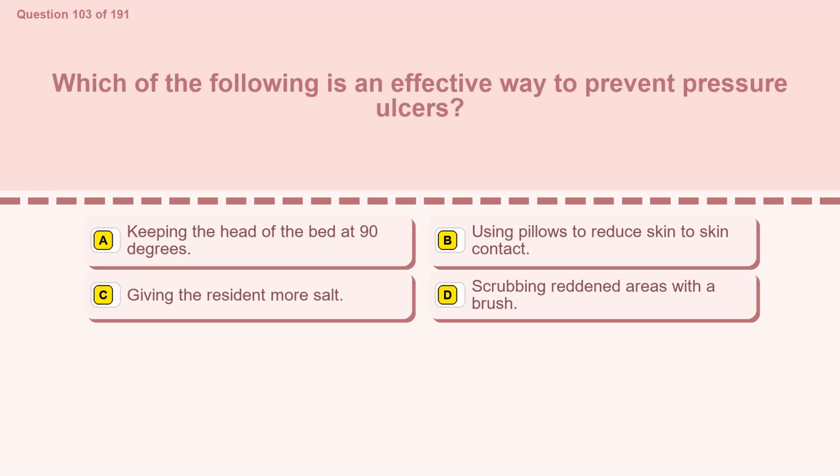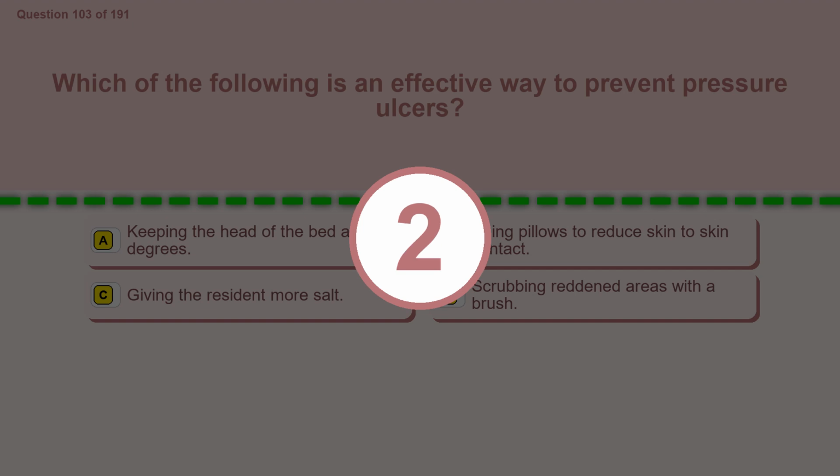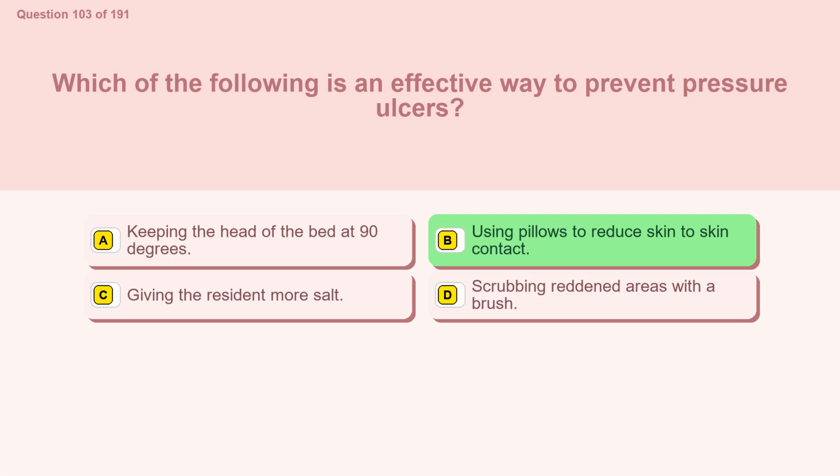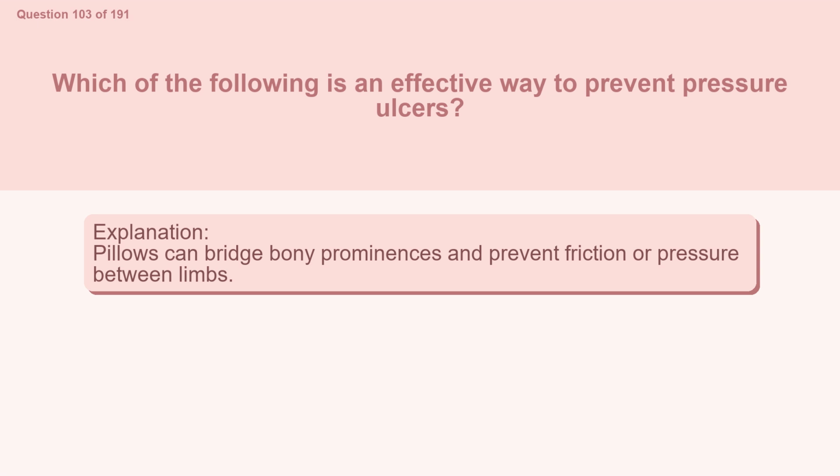Question 103. Which of the following is an effective way to prevent pressure ulcers? Option A, keeping the head of the bed at 90 degrees. Option B, using pillows to reduce skin-to-skin contact. Option C, giving the resident more salt. Option D is scrubbing reddened areas with a brush. The correct answer is option B, using pillows to reduce skin-to-skin contact. Pillows can bridge bony prominences and prevent friction or pressure between limbs.